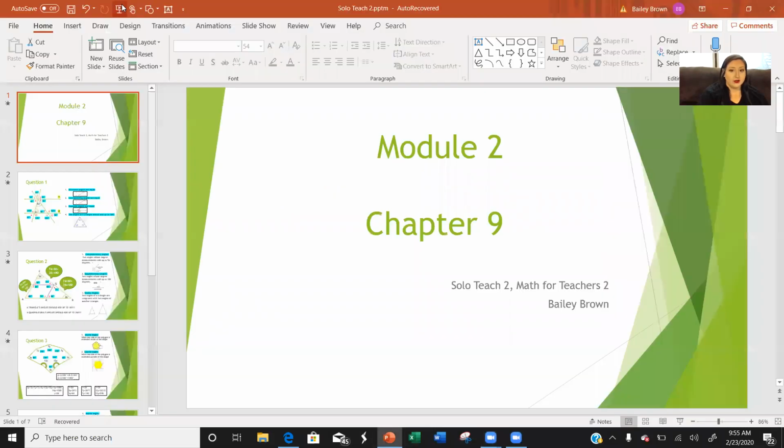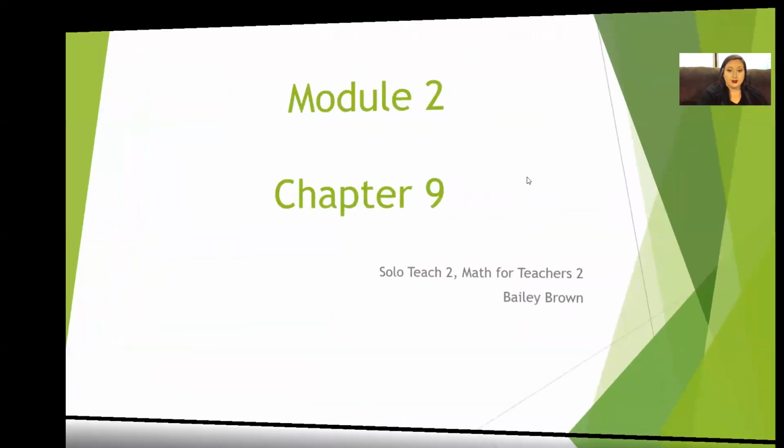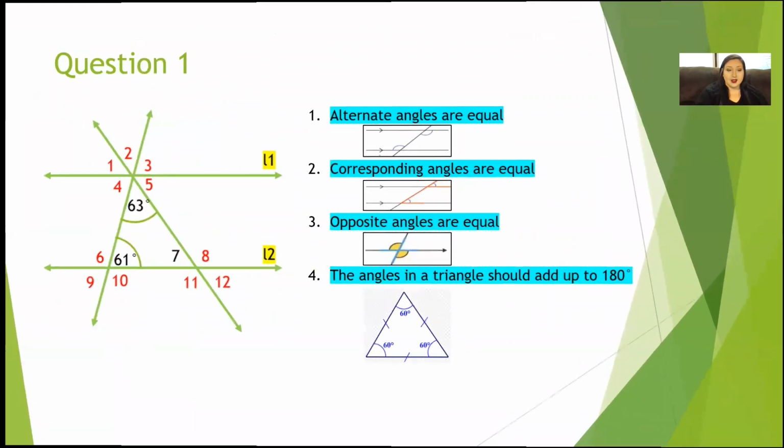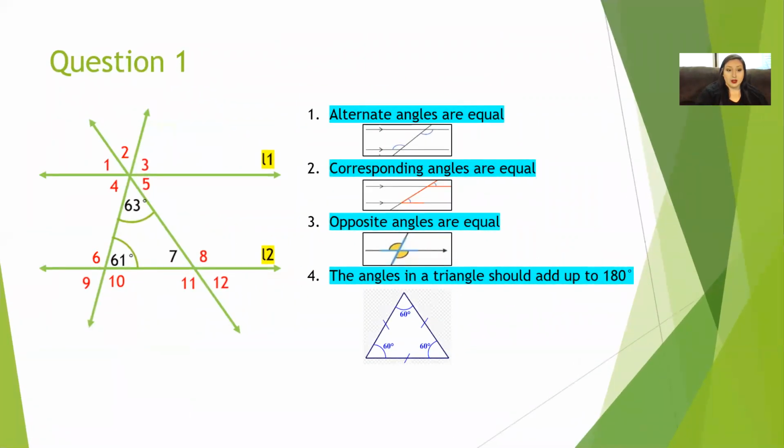So we're going to start off. This is Module 2, Chapter 9 for Math for Teachers 2. On question number 1, they want us to find the measurement of all of the angles numbered 1 through 12 in red. Before we do this, we need to look at some basic rules of how to find angles.